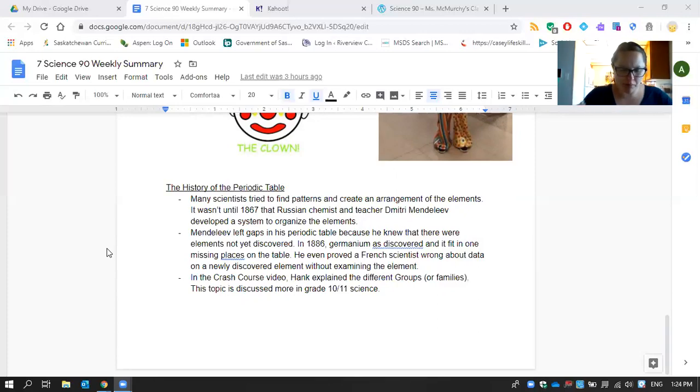So he looked at all these properties and looked at how everything was related, and he was so certain that there were missing elements that he left gaps. And what happened was that in 1886, germanium was discovered, and it actually fit into one of his missing places on the table. And he even proved a French scientist wrong about the data on a newly discovered element that he hadn't even examined. He said, this doesn't fit with my table and what I know about elements, so it has to be wrong. And it turned out he was right. It was amazing.